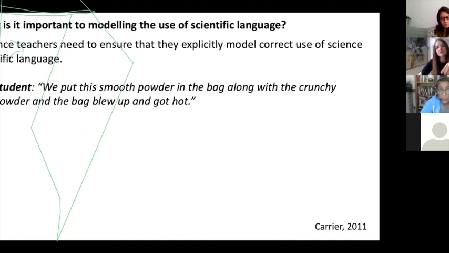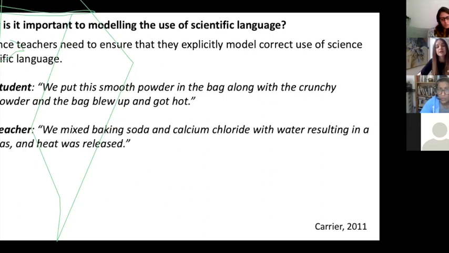This is from a piece of research by Carrier in 2011. So this is the sort of thing, if we said to a student, can you tell me what you did? They did an experiment where they mixed 2 white chemicals with water. We put the smooth powder in the bag along with the crunchy powder, and the bag blew up and got hot. That would be typical of many students, I think we'll agree. And then the teacher might say, we mix baking soda. I'd probably say sodium hydrogen carbonate with calcium chloride and water, resulting in gas, and heat was released. Probably that would be enough for a year 7.